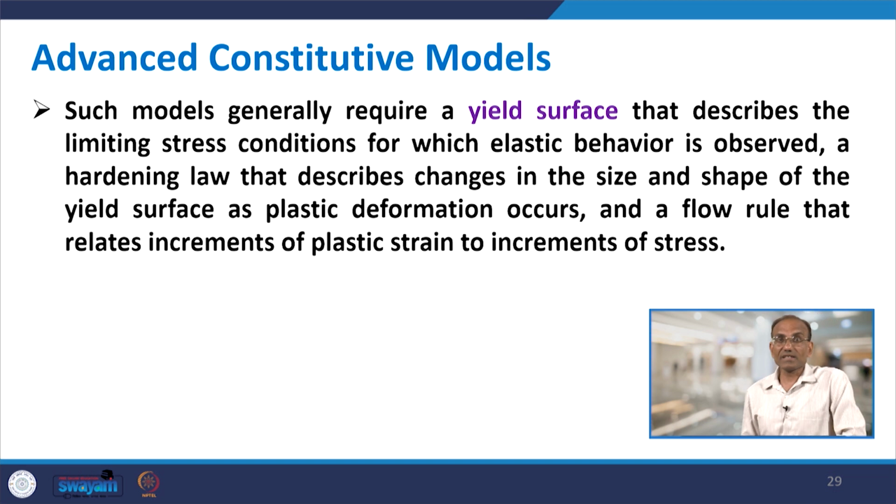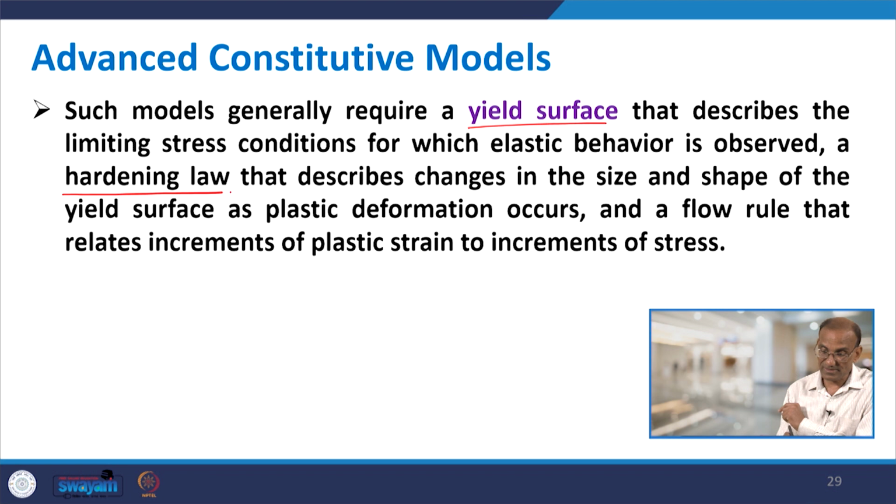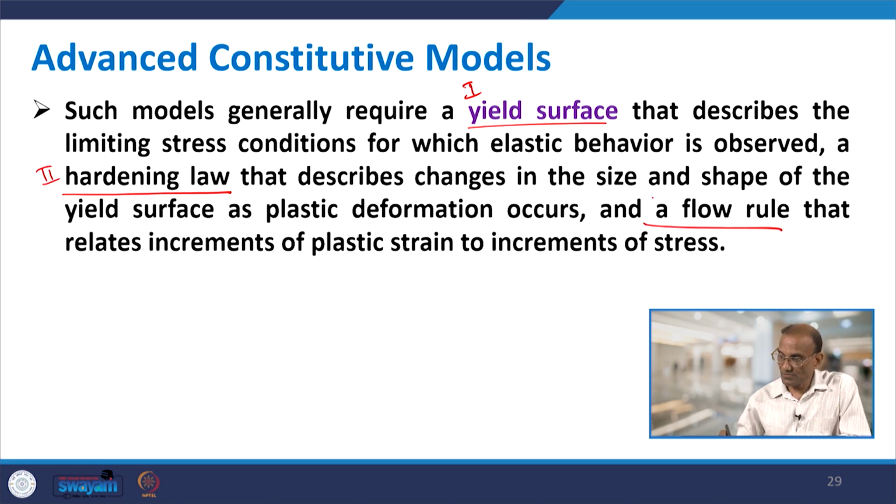Such models generally require a yield surface. The yield surface describes the limiting stress condition for which elastic behavior is observed, and yielding occurs beyond it. The hardening law describes changes in the size and shape of the yield surface as plastic deformation occurs, and there is a flow rule. So one is the yield surface, second is the hardening law, and third is the flow rule. The flow rule describes how the soil will flow, relating the increment of plastic strain to the increment of stress.